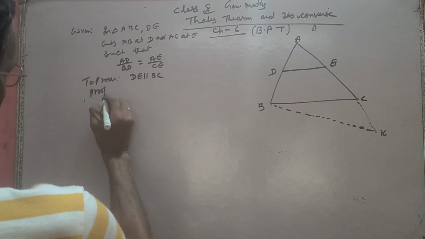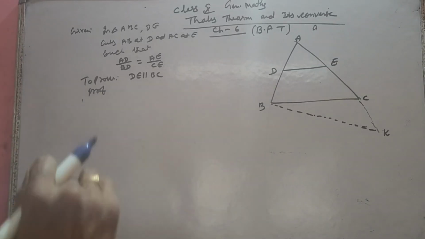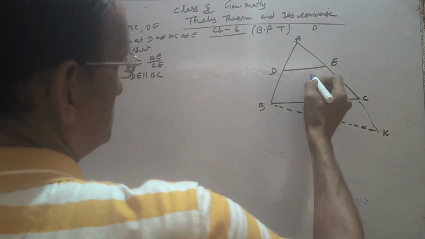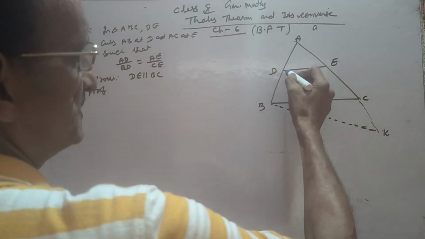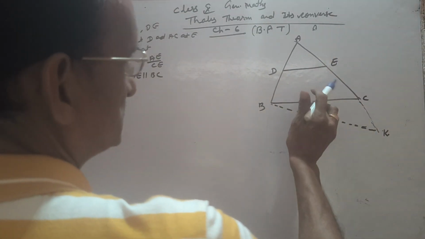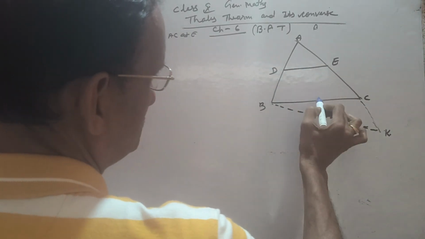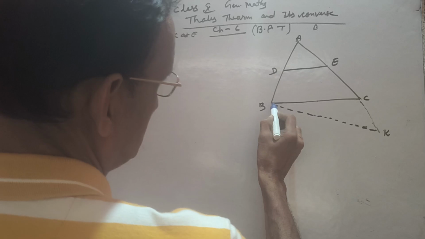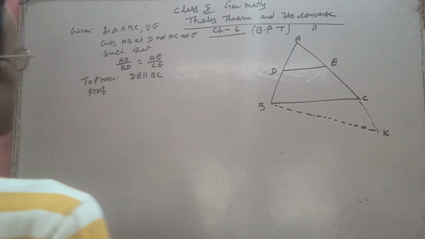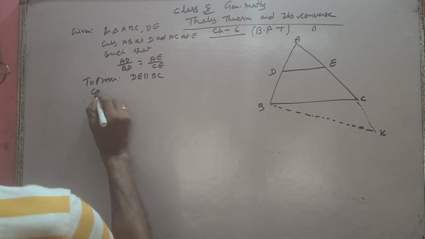Now see, we don't have a direct method. We are doing the indirect method. Indirect method means if we need to prove DE parallel to BC, we will assume that DE is not parallel to BC. If DE is not parallel to BC, then DE might be parallel to some other line segment. Let DE be not parallel to BC and be parallel to another line segment BK which meets AC extended at K. So better you write this in construction. Construction is needed here.